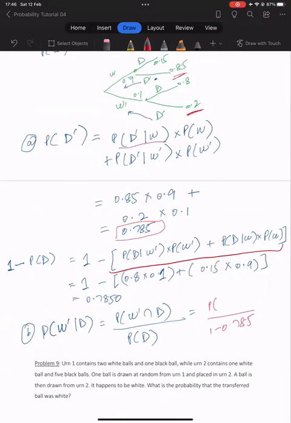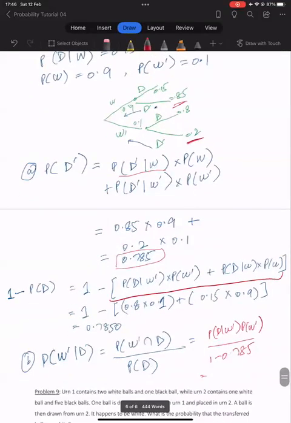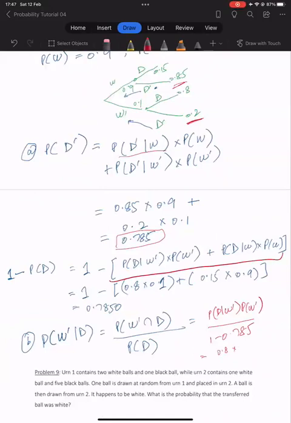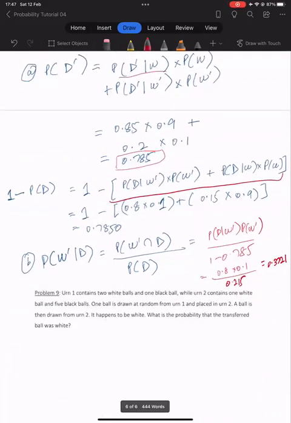okay, हम वापस से probability का rule use करके ये intersection मालूम कर सकते हैं. It should be 0.8 into 0.1 divided by 1 minus 0.785, which is 0.215, which is also the probability of it being dead. तो हमारा आंसर आना चाहिए 0.3721 base का rule use करके.